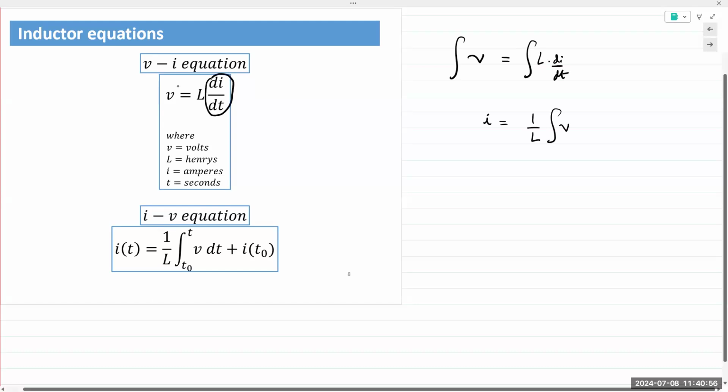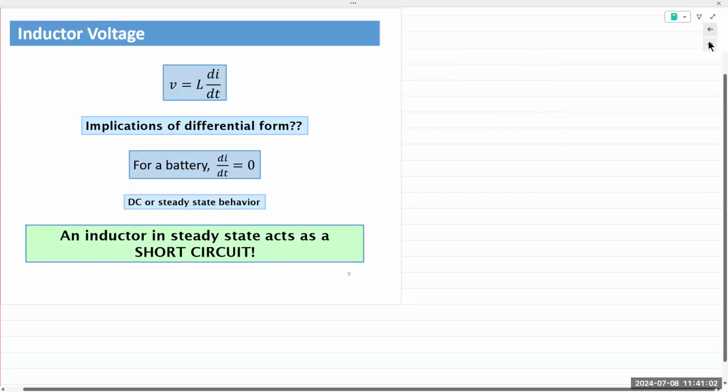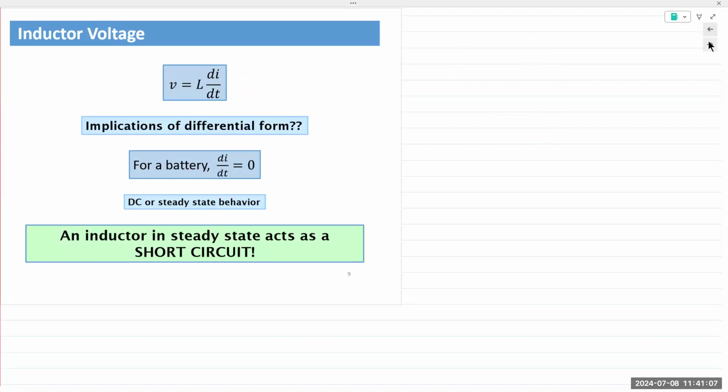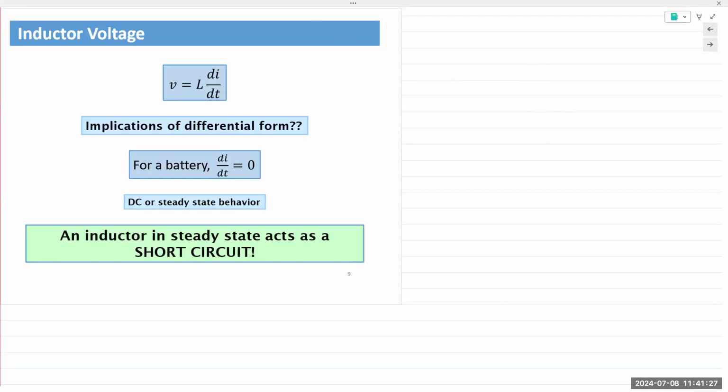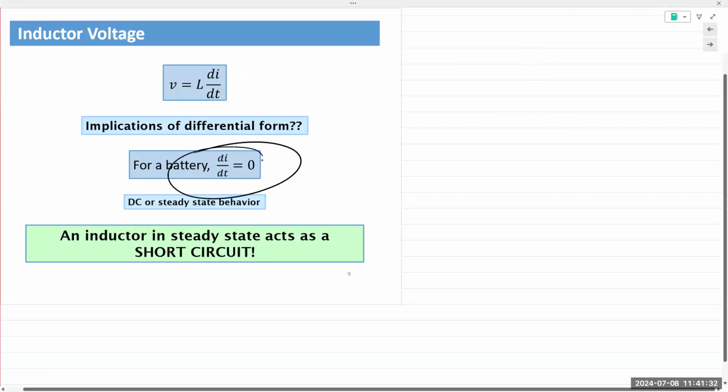Now I want to talk about this term, di over dt, the rate of change of current. What does it mean? It is how fast the current is changing. For an applied DC current or DC voltage, it has a fixed value. What is the derivative of a constant? It's right there on the screen. Zero. The derivative of a constant is zero.